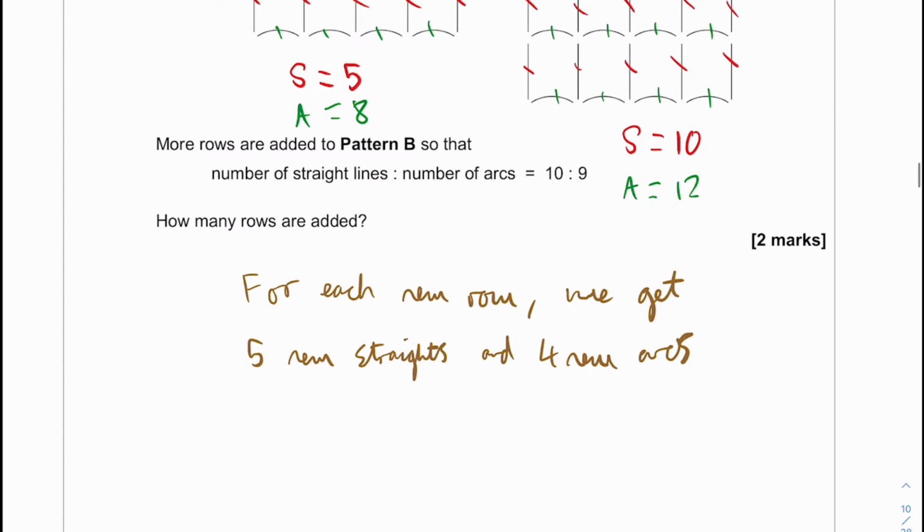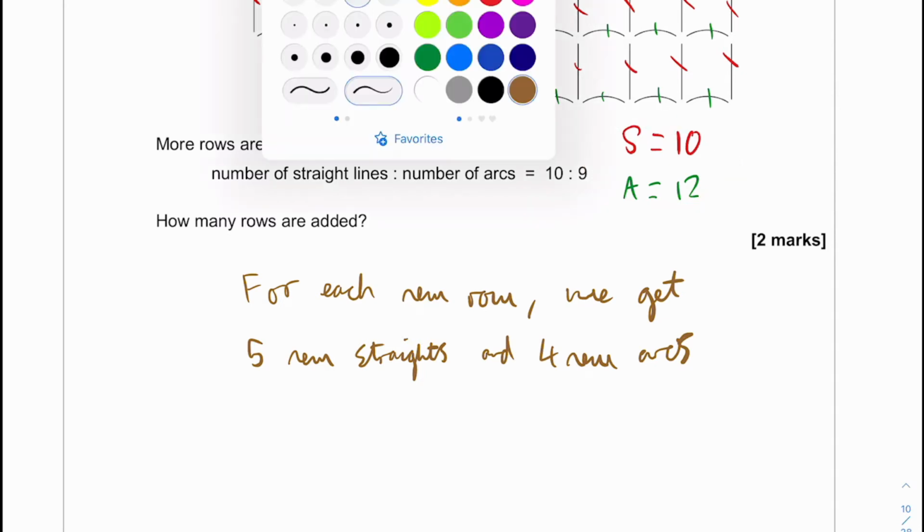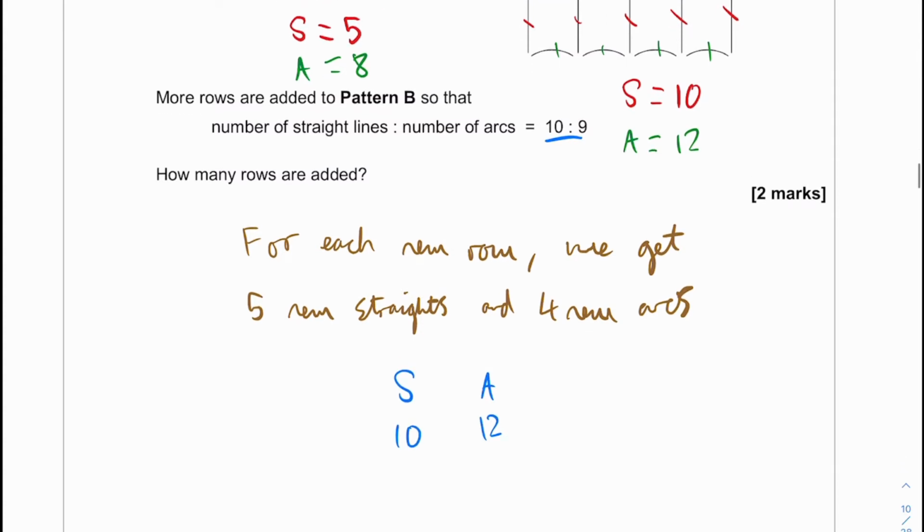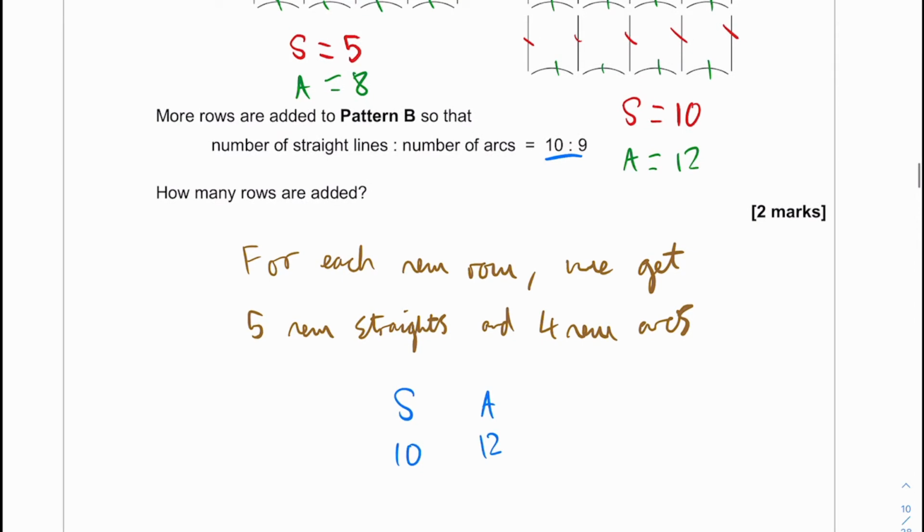Okay, so what we now need to do is work out how many more arcs and straights we need till we get a ratio of 10 to 9. So from here we can say S is equal to 10, and then we've got A for arcs is equal to 12, and we need to get it in the ratio of 10 to 9, okay? So the number of straights to the number of arcs, we need it to be in the ratio of 10 to 9. So currently it's in the ratio of 5 to 6, so we divide both of these by 2.